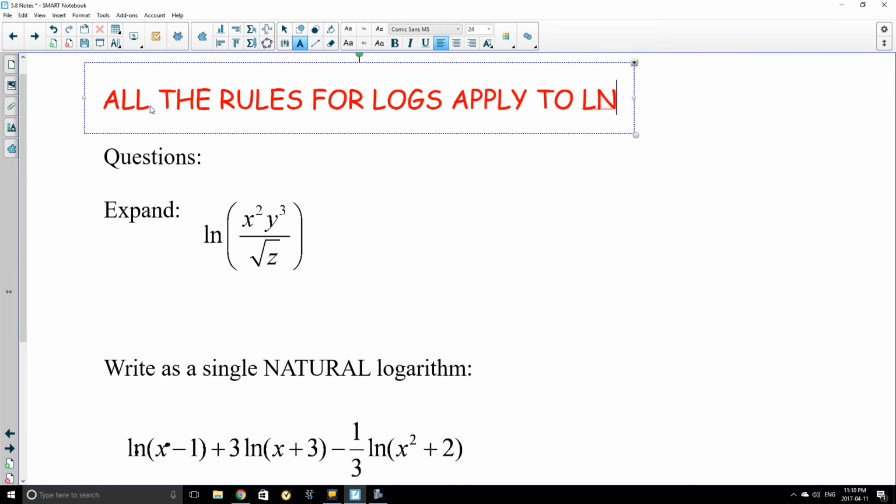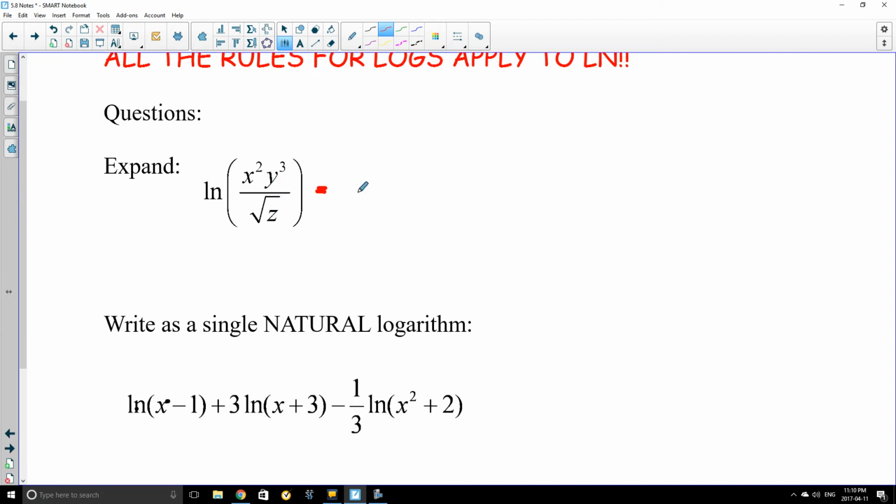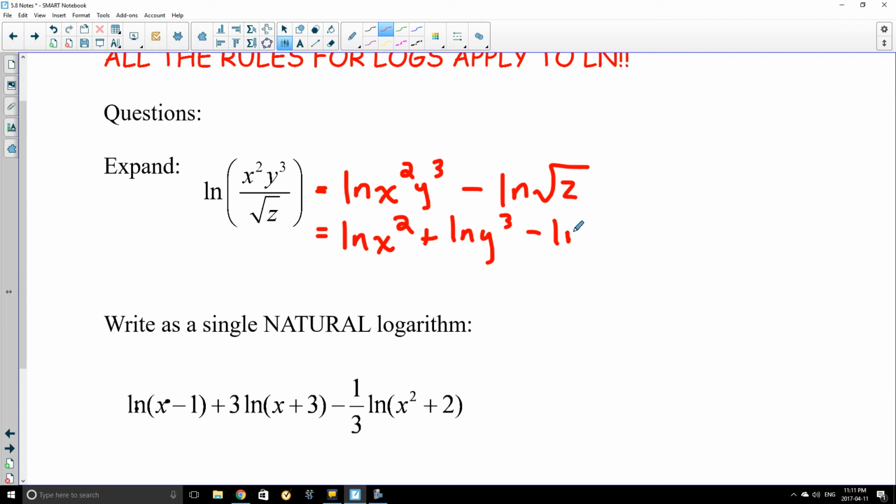So if you have to expand ln of this stuff, again, all the rules apply. So here we have division, so we can break it up and write it as a subtraction. So we can write ln of x squared times y to the 3 subtract ln of the square root of z. And then this thing here, well, that's just a product, so we can split it up and write it as addition. So that is ln of x squared plus ln of y to the 3 minus ln square root z. We have to simplify the square root. So the square root is z to the 1/2. Okay, and then we can bring the 1/2 down. We can use the power law and just rewrite it like that. And I can recopy everything else.